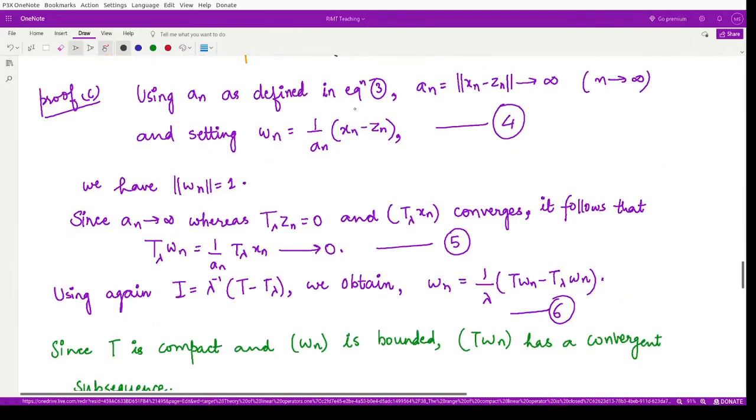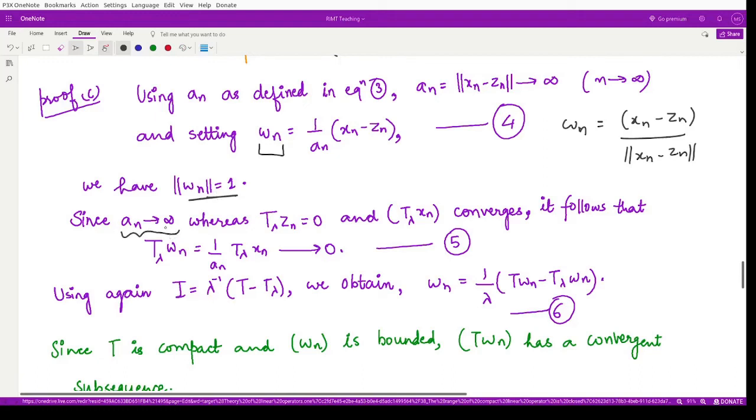Because in part B we have proved that an, which is the norm of xn minus zn, approaches infinity whenever n approaches infinity. So if we set wn as 1 by an times the sequence xn minus zn. So basically what is wn? It is the sequence xn minus zn divided by the norm of the same sequence. So if we take the norm of wn, it is going to be 1, right? So that is simple.